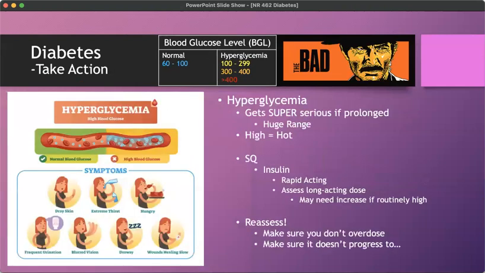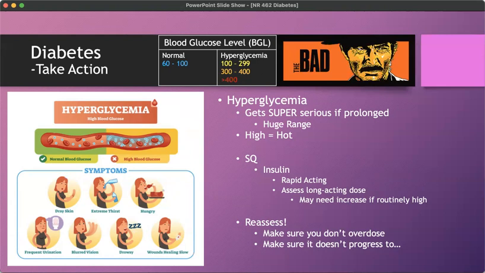So next on the bad side is hyperglycemia. Again, we don't get super concerned until it's way high, like greater than 400. But the longer a patient is hyperglycemic, the more they're at risk for some of those long-term complications of diabetes, things like all the pathies: retinopathy, neuropathy, nephropathy, all those kinds of complications. Our main way of managing hyperglycemia is insulin.